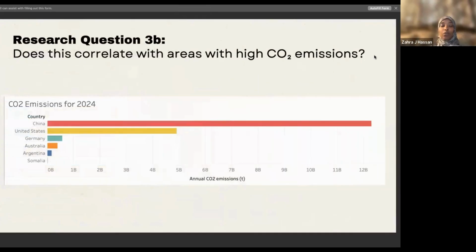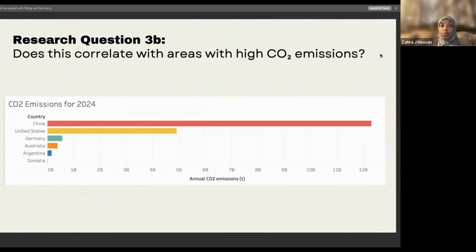And then, once we understood how population migration rates differ depending on gender, we decided to look into CO2 emissions for the year of 2024 specifically. From that, we understood China had the highest CO2 emissions by a far margin, at 12 billion tons compared to the United States, which was around 5 billion tons. And then this increasingly decreases as it goes down the countries, with Somalia being less than a billion tons of CO2 emissions, which doesn't really correlate with the findings that we found on the other slide.